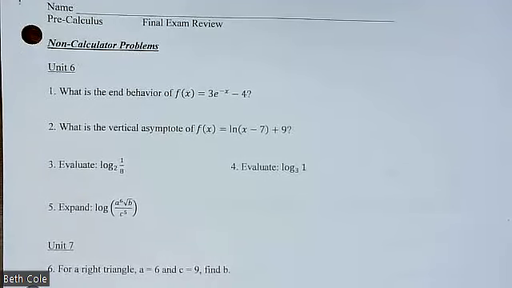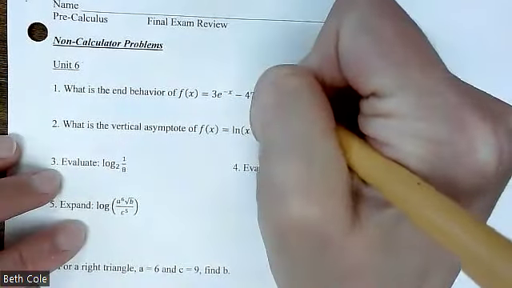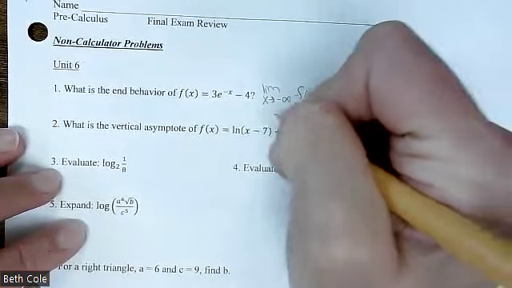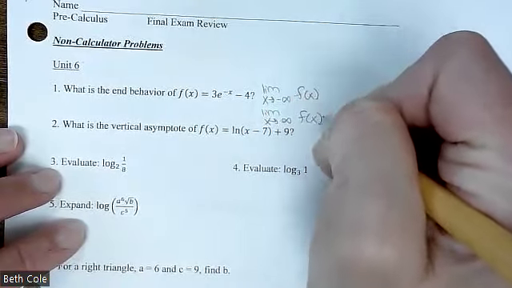So for unit 6, that was our exponential and logarithmic unit. Exponential is a swoop. Logarithmic is a swoop that's turned on its side. So it says end behavior for this one. Let's go ahead and set it up. We're going to have limit x goes to negative infinity f of x. Limit x goes to positive infinity f of x.